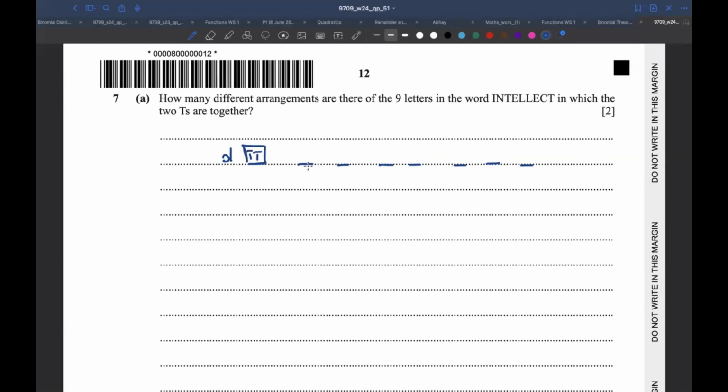And how many letters do I have remaining? 1, 2, 3, 4, 5, 6, 7, right? So I have I, N, E, L, L, E, and C. We'll treat the box as one unit. Now, how many total items do I have to arrange? 1, 2, 3, 4, 5, 6, 7, 8. So the total arrangements of these 8 items will be 8 factorial.